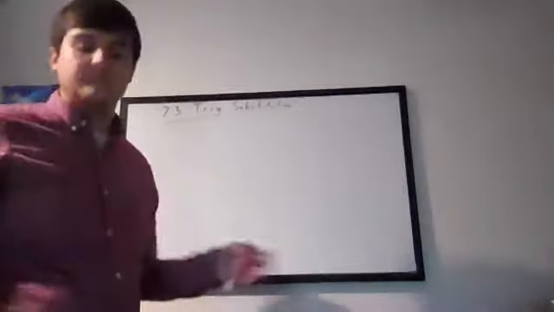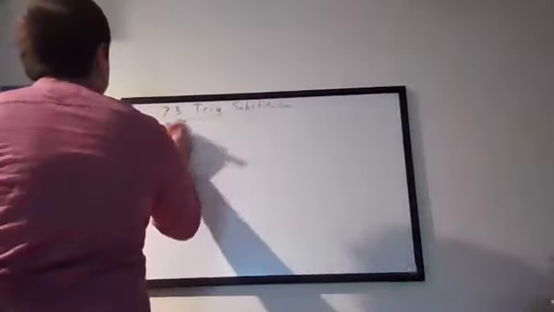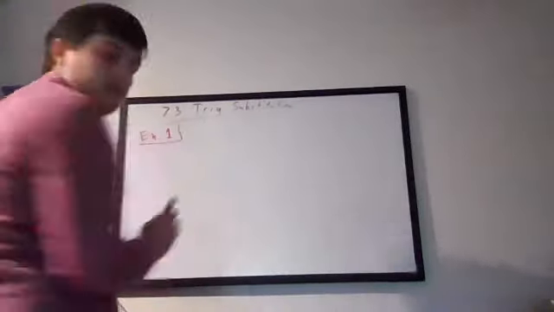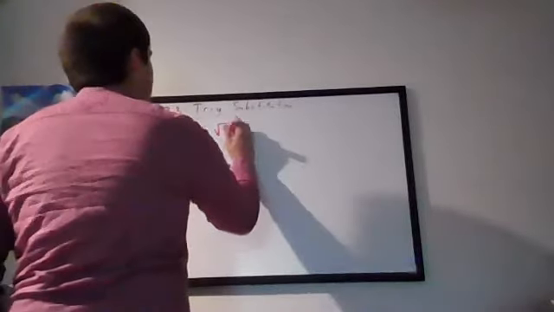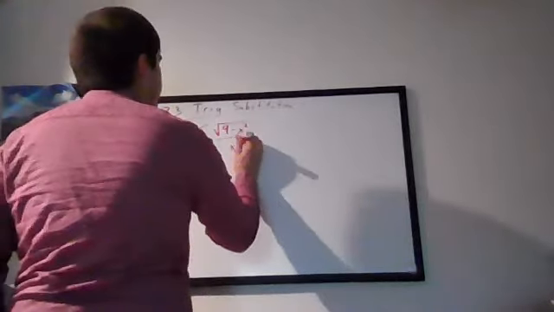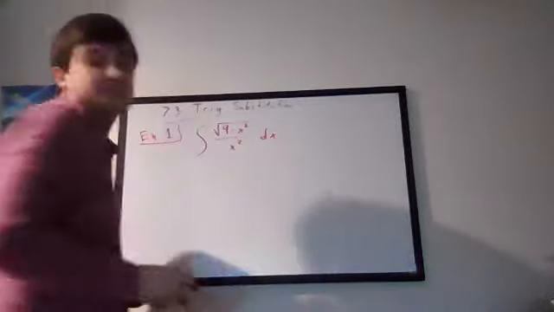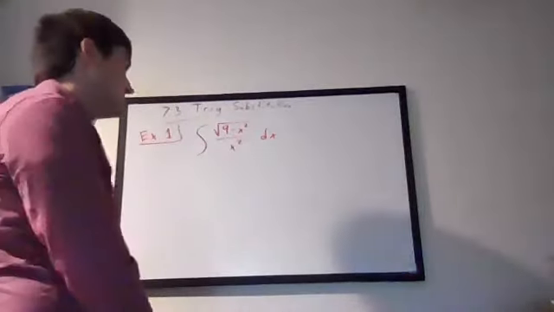So that first example was just, let's think about it, let's talk through it. But now let's get into our real example number 1. So this is going to be the integral of the square root of 9 minus x squared over x squared dx. Fantastic.